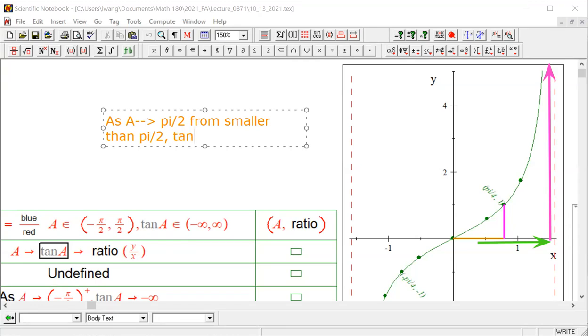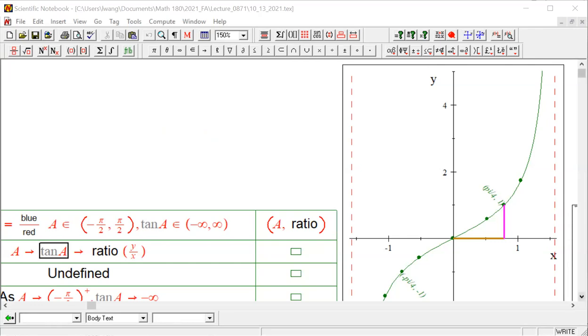And tangent of A will be approaching positive infinity. Positive infinity. Okay, so write that down. Did you get this piece? After you take this down, because I'm going to delete it and put this on the table.